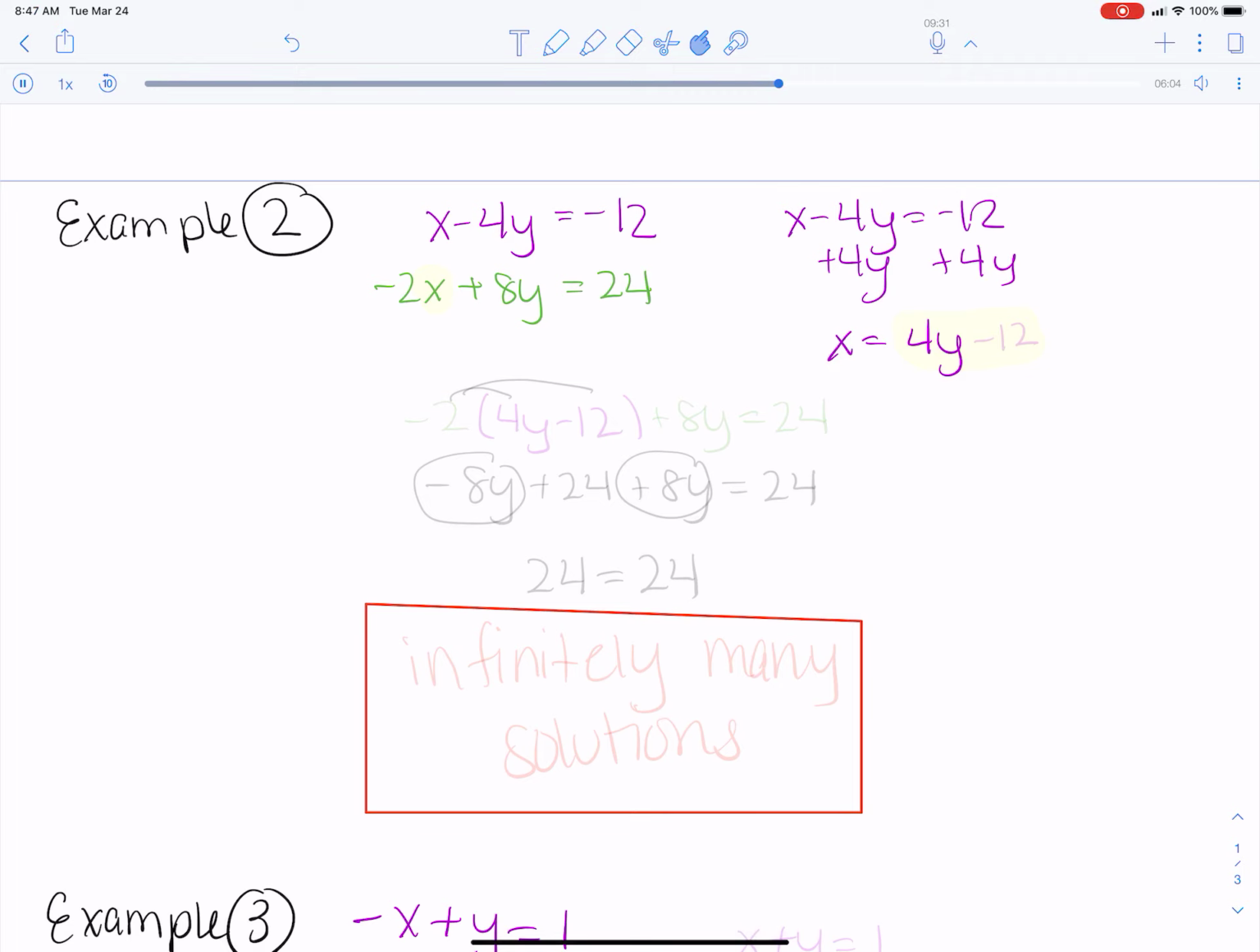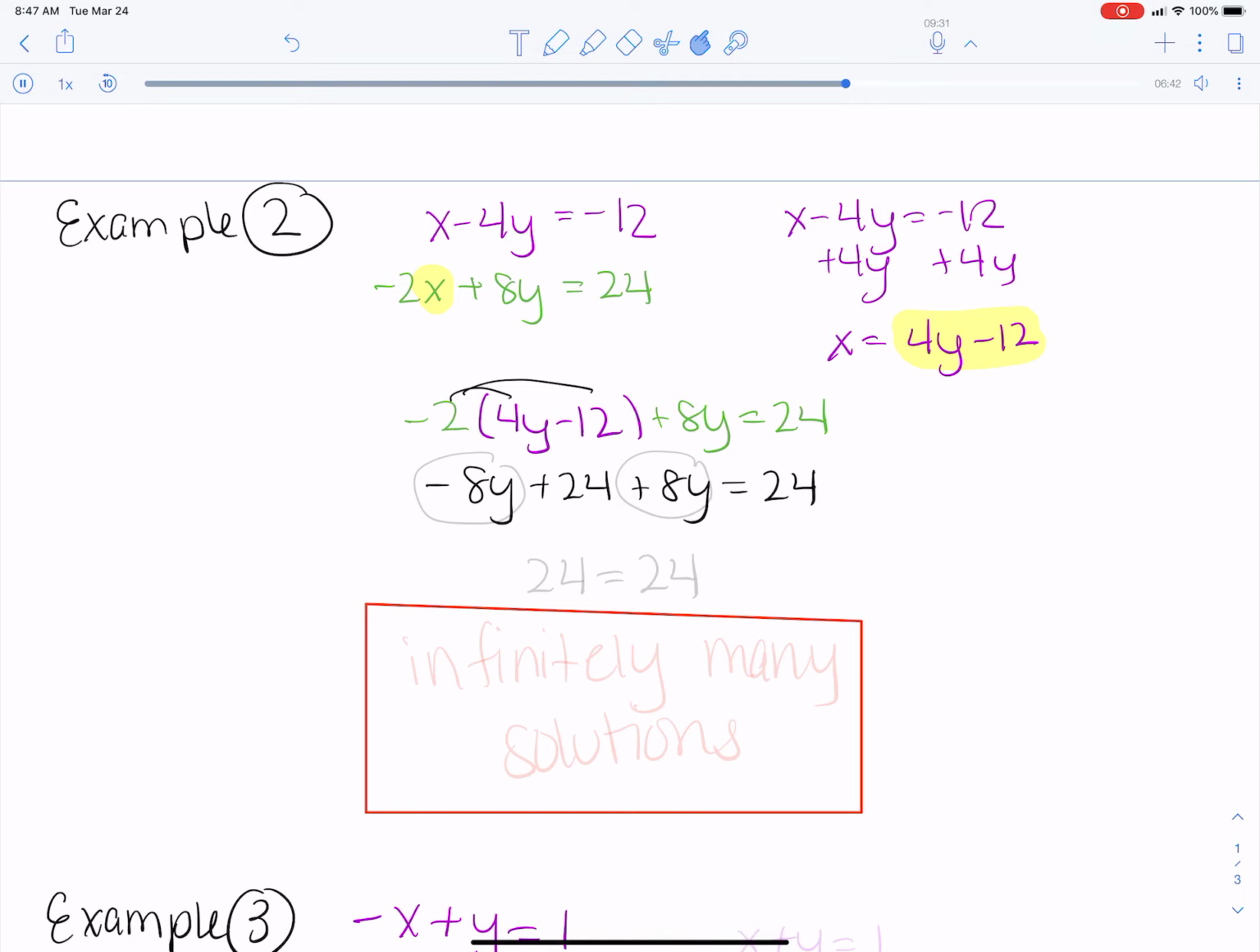X equals 4y minus 12. Alright, so now I'm going to take what x is equal to, and I'm going to plug it into my other equation. So we get negative 2, but instead of x, I'm replacing the x with 4y minus 12. And then we finish our equation, plus 8y equals 24. Alright, so now we just have to solve for y. We have to distribute first, so negative 8y plus 24 plus 8y equals 24.